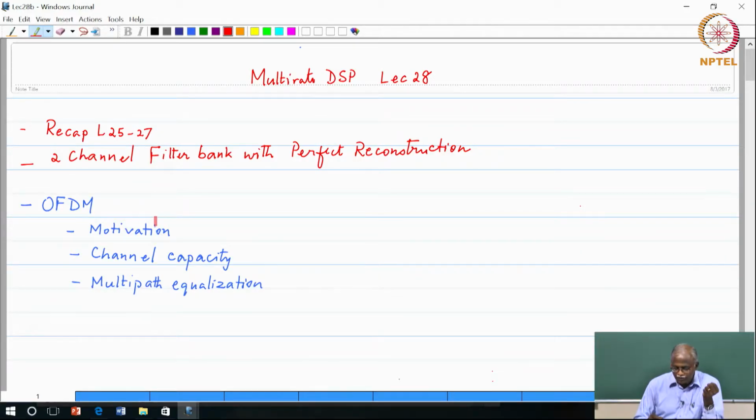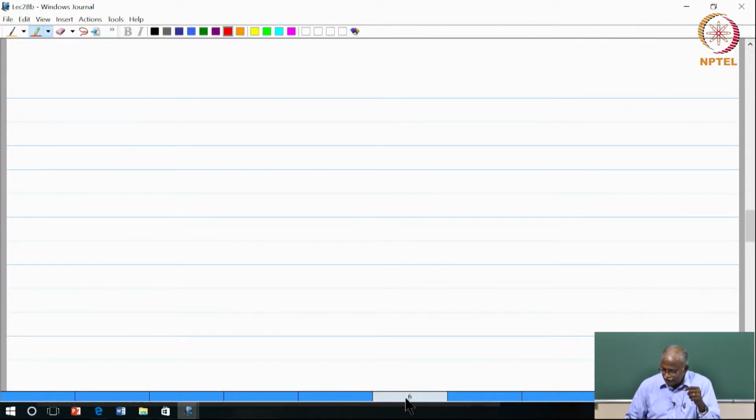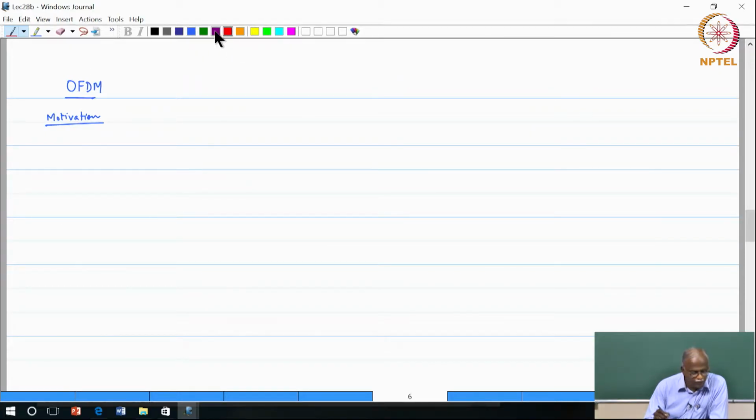Focusing on motivation, I would like to begin by refreshing your memory on channel capacity. If I have an AWGN channel with a certain signal to noise ratio, let me write it down here. We are entering OFDM, this is a new unit. The first part will be the motivation: why OFDM in the first place, why not CDMA, why not something else?